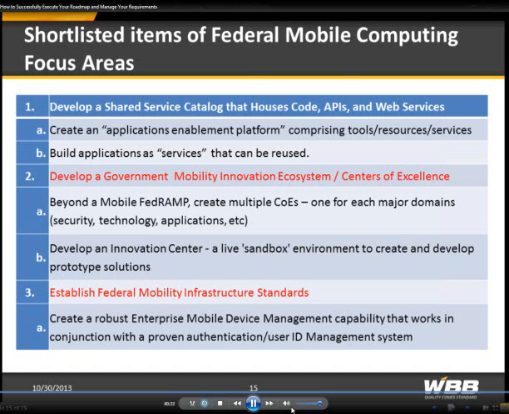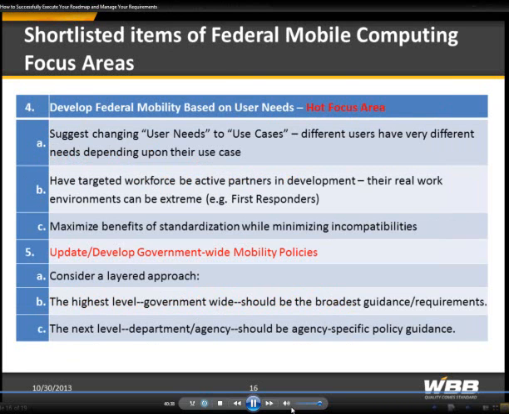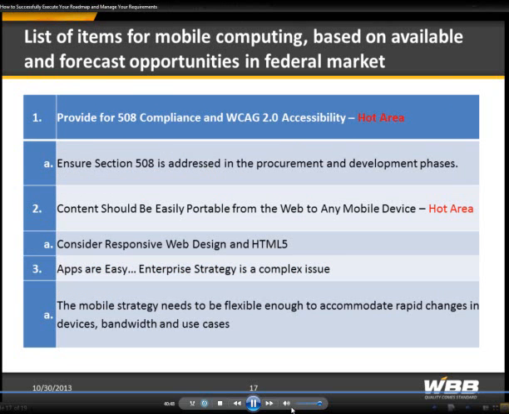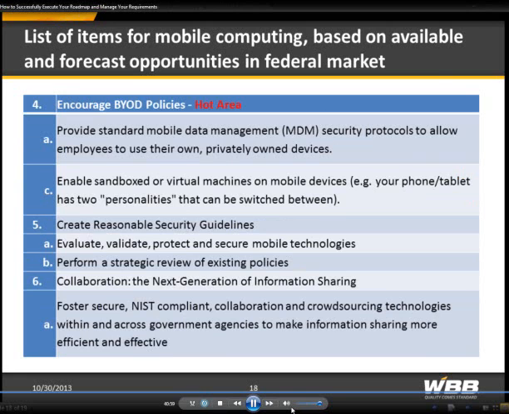Being able to establish and adhere to the federal mobility health infrastructure standards, and being able to develop those mobile applications based on your user needs, and at an agency level, being able to develop those policies, ensuring, of course, 508 compliance as well as the web compliances for the design and deployment of those web and mobile applications, both on web and mobile. Of course, I talked a little bit already on the BOE policies.